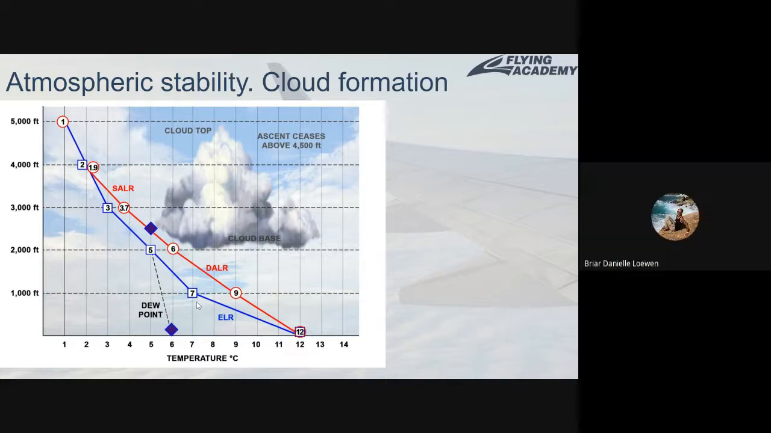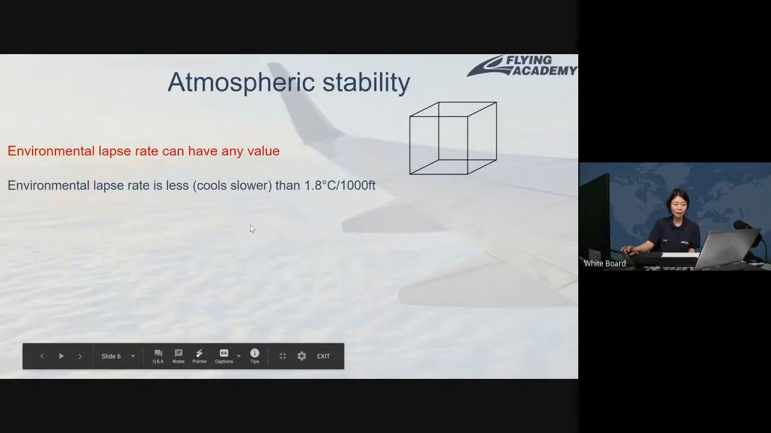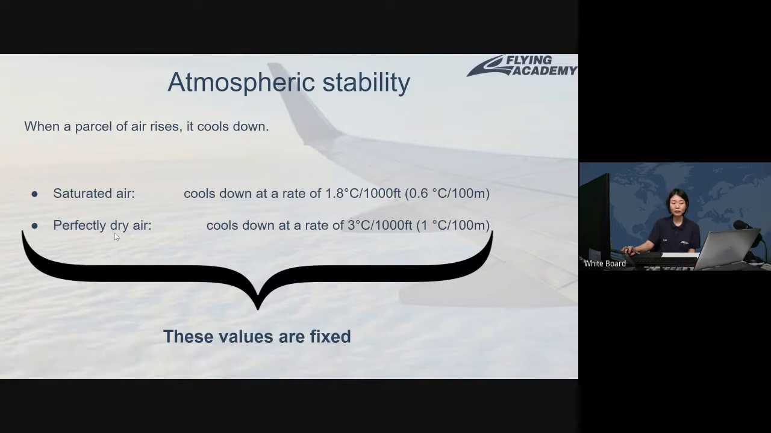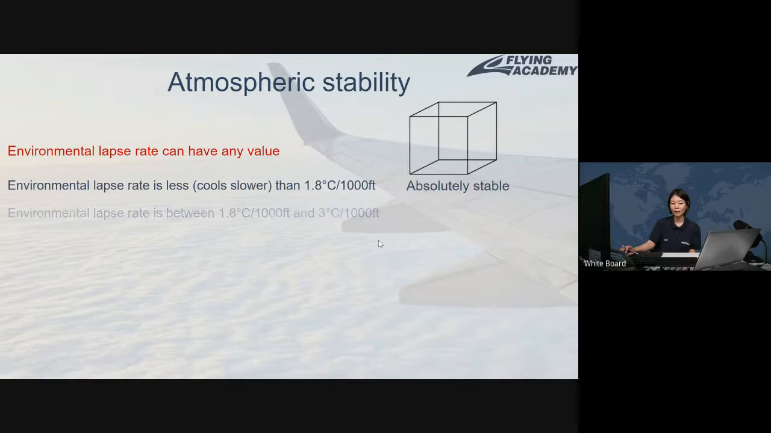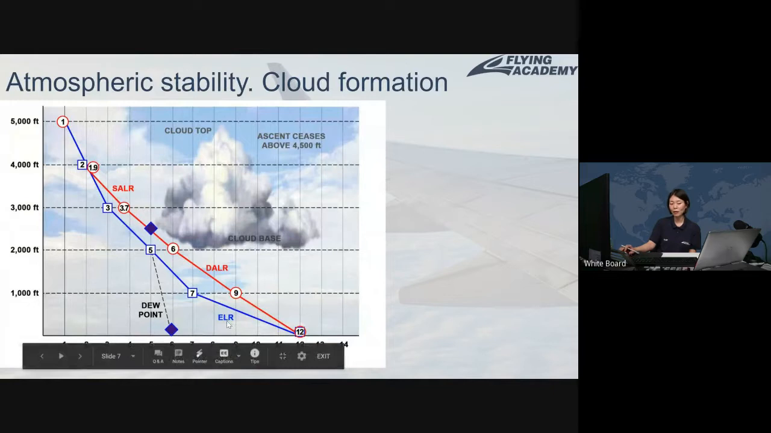What is DALR and SALR? DALR is the dry air lapse rate, and SALR is the saturated air lapse rate. The saturated air lapse rate is minus 1.8 degrees Celsius. The dry air lapse rate is 3 degrees per 1,000 feet. And ELR is the environmental lapse rate as well. So I will explain this one once again.